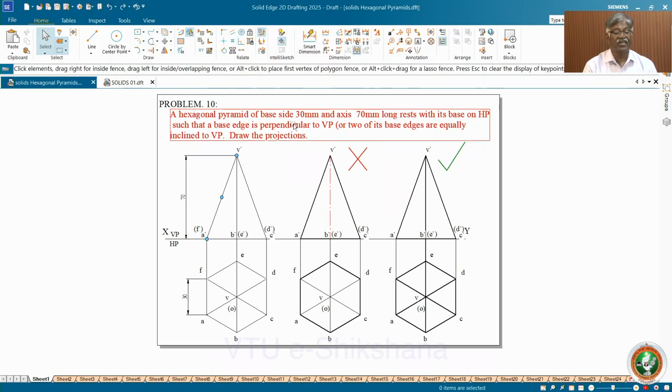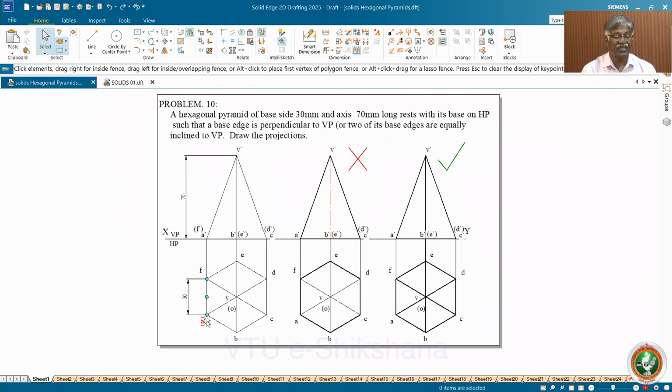A hexagonal pyramid of base side 30 mm and axis 70 mm long rests with its base on HP, such that the base edge is perpendicular to VP. There is no inclination to HP, it is a simple position, base completely resting on HP, and two of its edges are equally inclined to VP. Okay. Now I will explain what exactly this means.